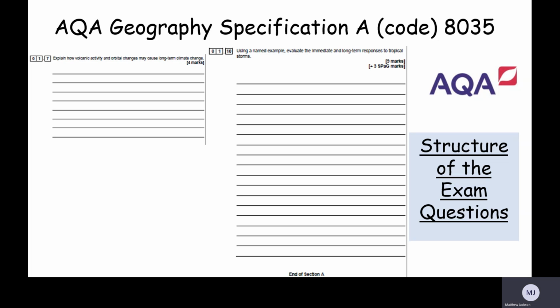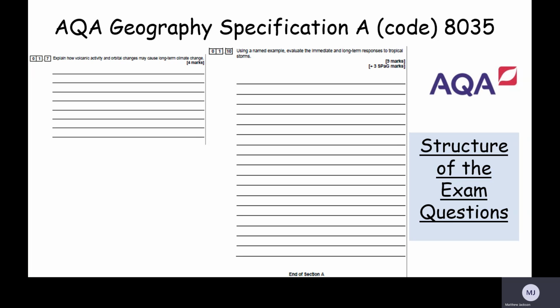Low tariff, and not all of the questions are short. So explain how volcanic activity and orbital changes may cause long-term climate change, and they're looking at the differences and looking at how you can bring your understanding and apply your understanding onto that question. Using a named example, evaluate the immediate and long-term responses to a tropical storm. So these ones are 9 marks plus 3 for spelling, punctuation, and grammar. So that'll be a 12-mark question.